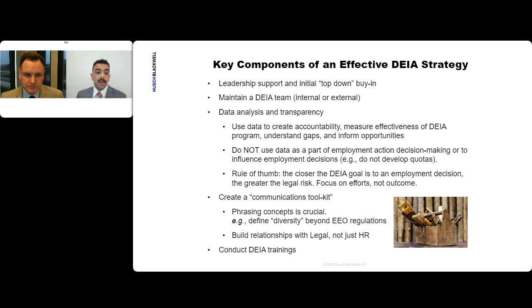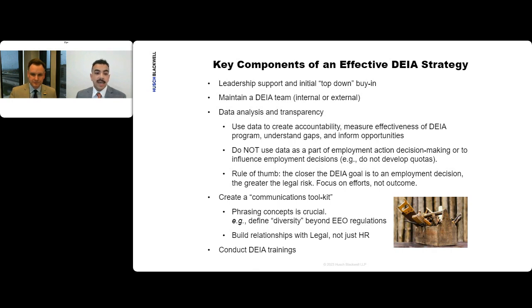Next, having a communications toolkit. Here, we often hear buzzwords like diversity, equity, inclusion, accessibility, et cetera. When you're relying on these words and phrases, being able to expand on them in a meaningful way helps convey the importance of those values to employees, but also helps clarify why they're important to us. And of course, you want to get the green light from legal when developing the strategy in the first place.